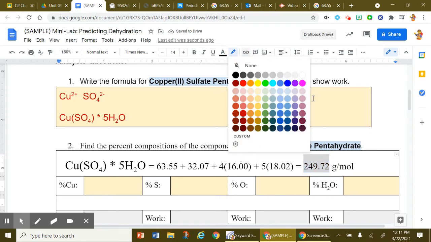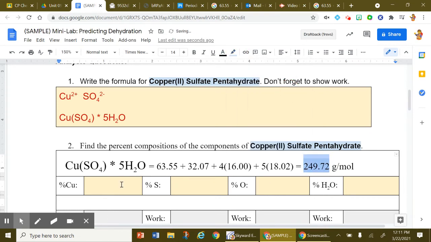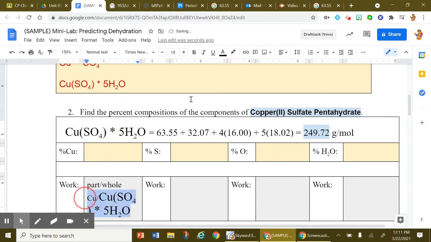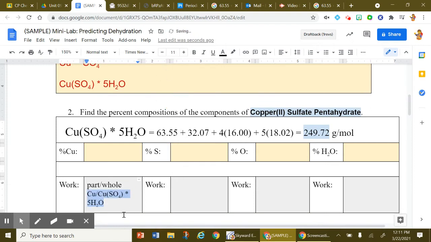An important number here, something to keep an eye on. We're going to use this in the next portion, where we have to figure out what percentage of the substance is copper, what percent is sulfur, and what percent is oxygen. So, the percentage of copper. Whenever you're trying to find a percentage, it's always the part divided by the whole. So, what part of this is copper? There's only one copper here. So it's going to be the mass of one copper divided by the mass of the whole thing. Let me shrink that down a little bit.